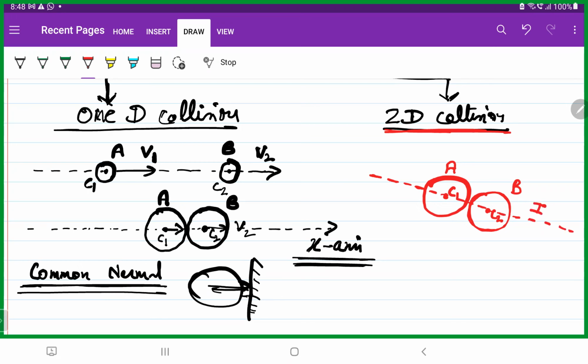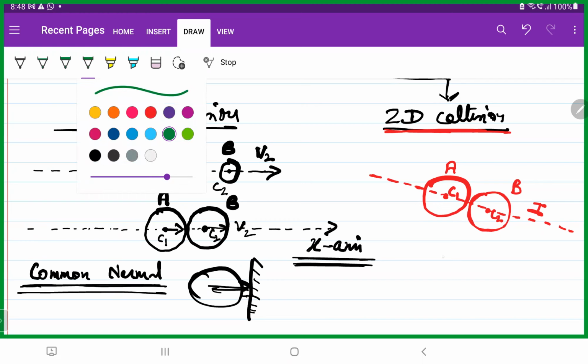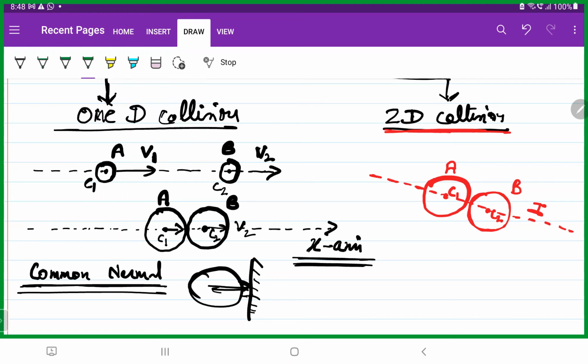A is applying impulse on B. On what direction is this applying? I'm just drawing that impulse in terms of green. So A is applying impulse on B along the green direction. So that is an impulse, right?